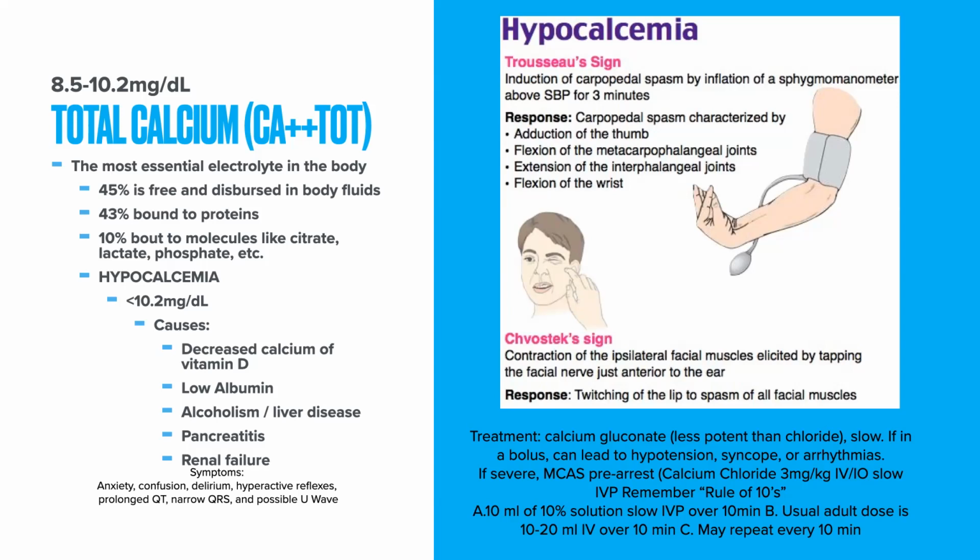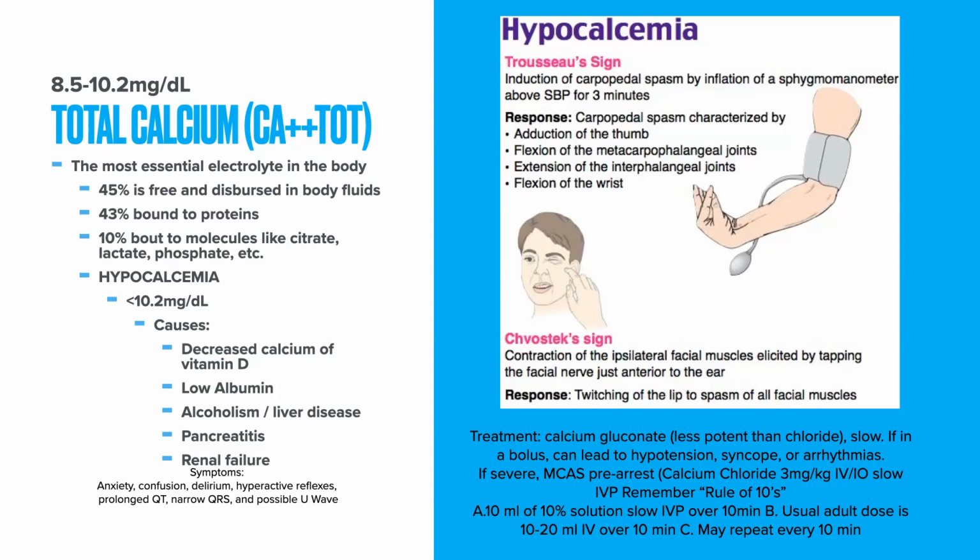Chvostek's sign is different though. It's tapping of the face, and you get contraction of those facial muscles whenever you tap them. You might get twitching of the lip, spasms as well. If you tell somebody to focus on me and you tap their face, they should be able to pay attention to you without flinching. If they're not able to control it, you might have a positive sign.